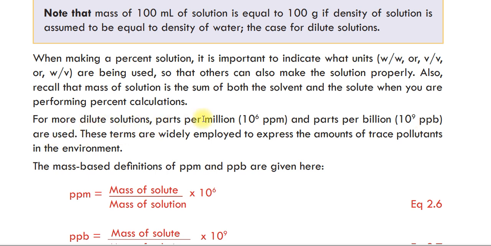ለዳይሉት ሶሉሽን እንግዲህ ፓርትስ ፐር ሚሊየን እና ፓርትስ ፐር ቢሊየን የሚሉ ነገሮችን እንጠቀማለን ማለት ነው። These terms are widely employed to express the amount of trace pollutants in the environment.